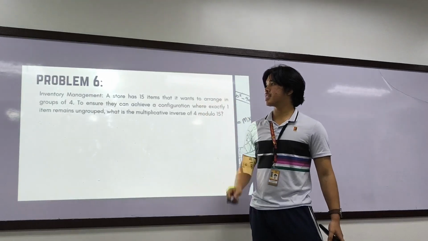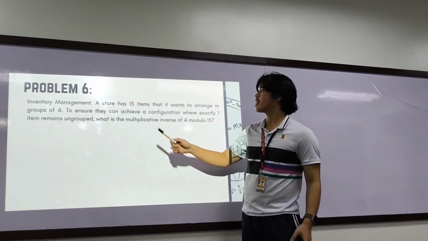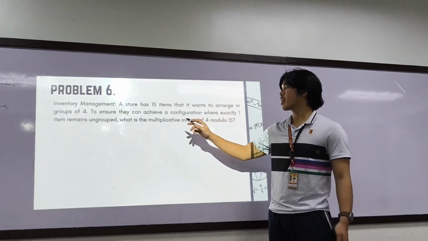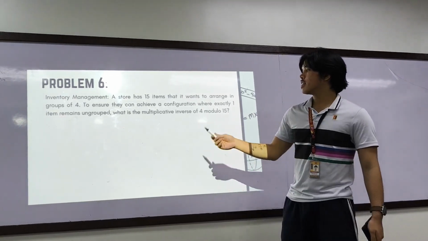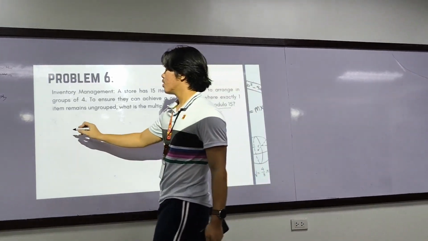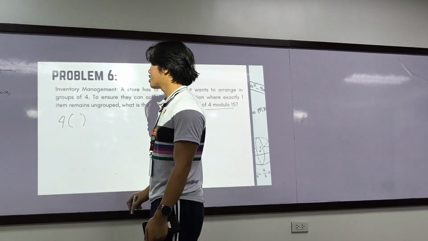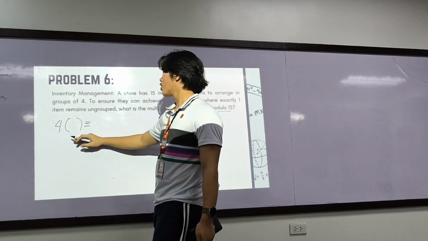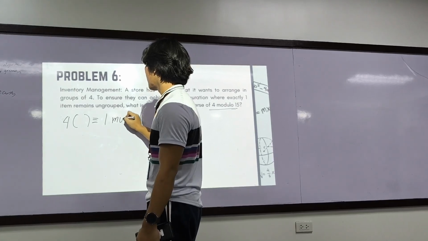So for problem number 6, we have inventory management. A store has 15 items and it wants to arrange them in groups of 4. To ensure they can achieve a configuration where exactly one item remains ungrouped, what is the multiplicative inverse of 4 modulo 15? So instead of starting at number 1, we'll start at a number that, when multiplied by 4, exceeds the number 15. So what number is that?